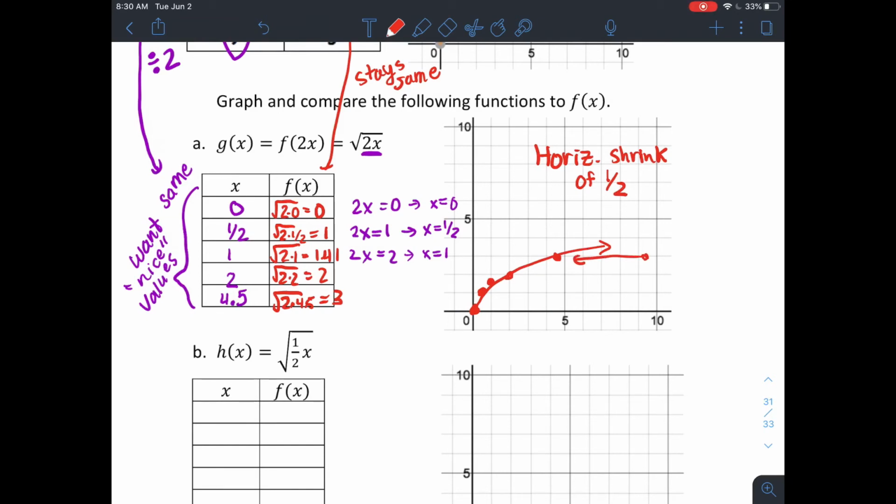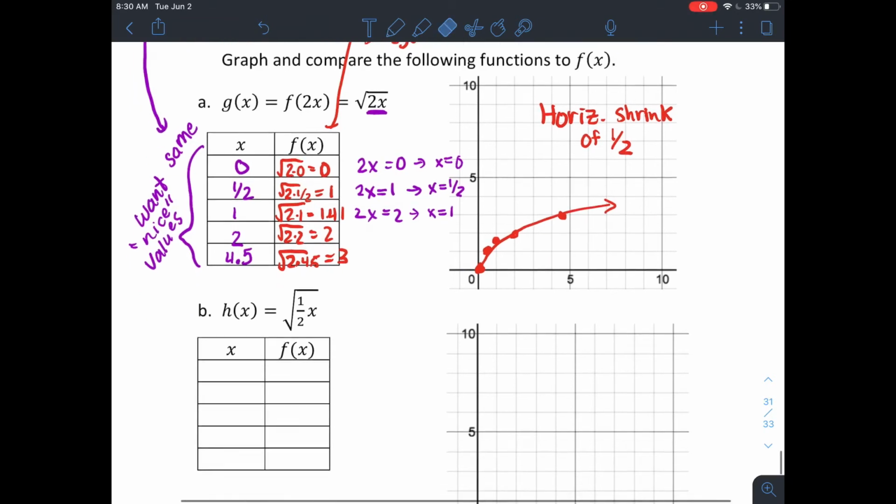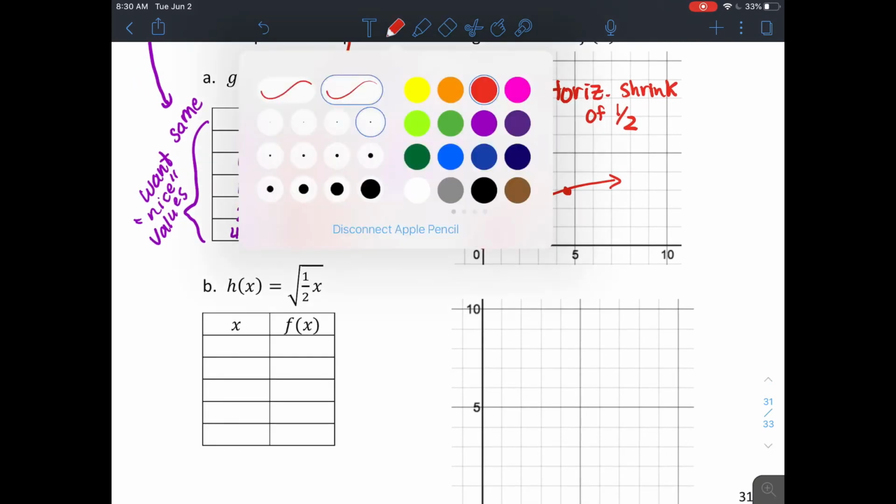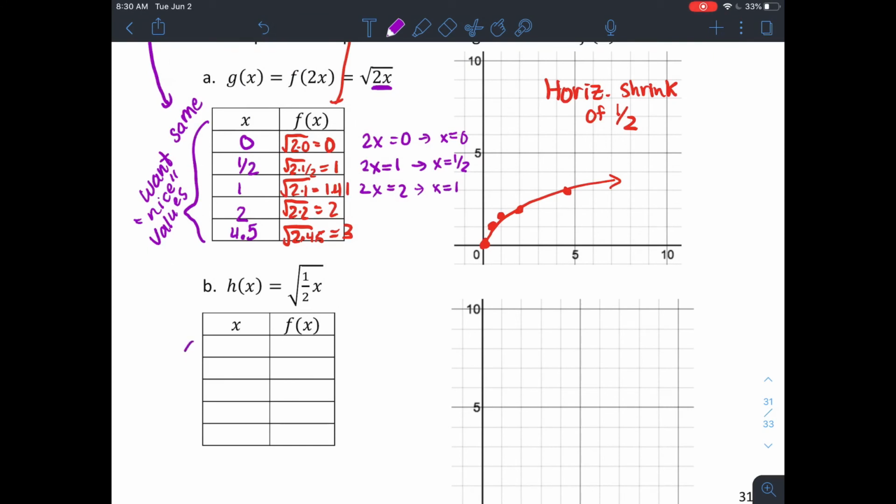It's kind of backwards to think about because I know you have 2 times x inside there, but we're thinking about offsetting that, and that actually means you cut your x values in half, divide by 2.